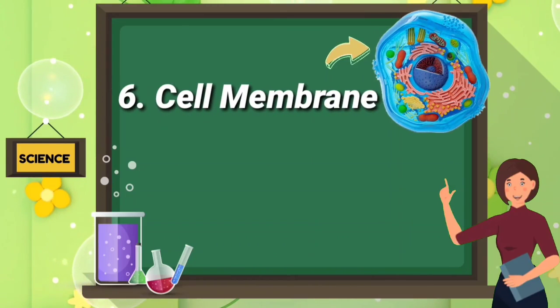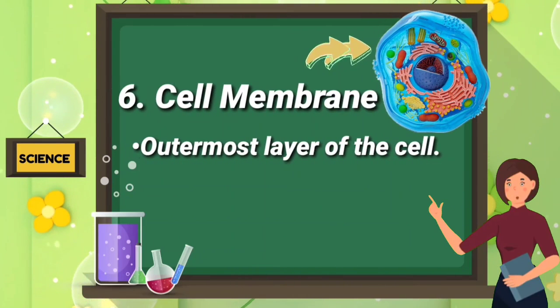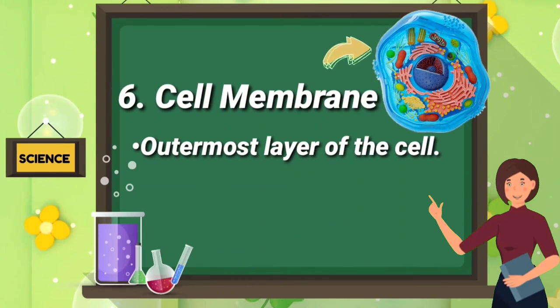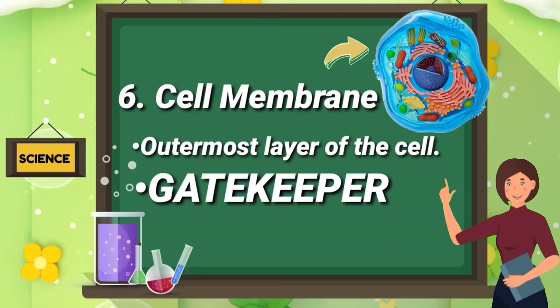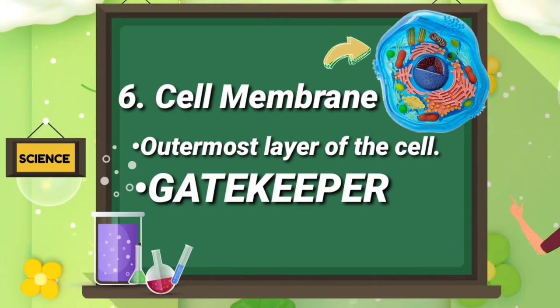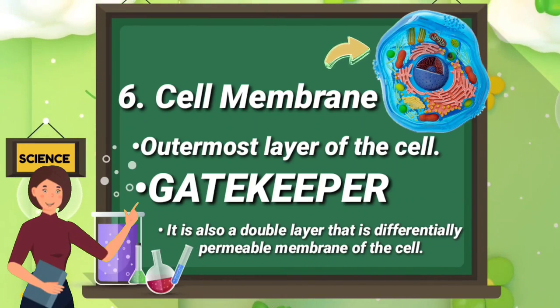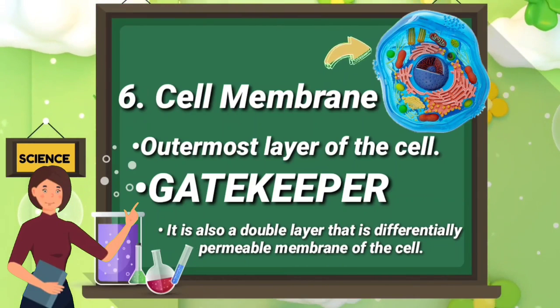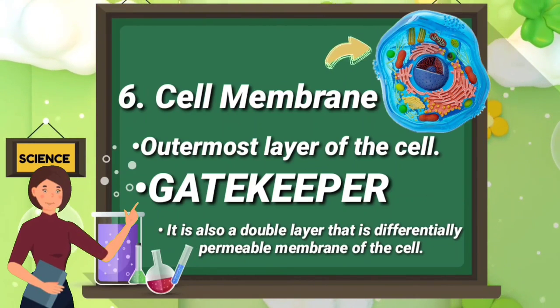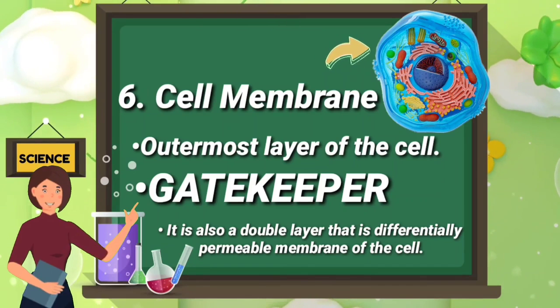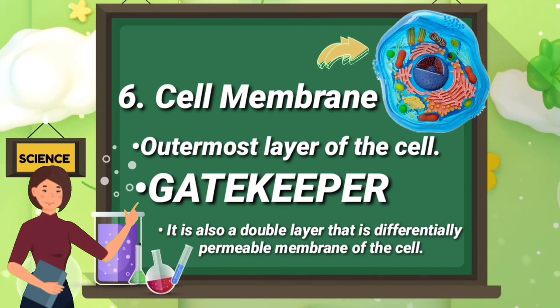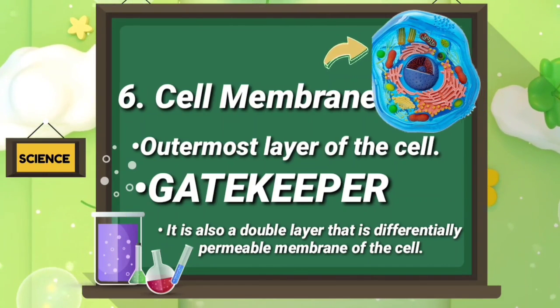Cell membrane. It is the outermost layer of the cell and known as the gatekeeper because it regulates the materials that enter and exit the cell. It is also a double layer that is differentially permeable membrane of the cell. When we say differentially permeable membrane, it means that it permits some materials to pass through the cell. That's why it maintains equilibrium and stays normal.